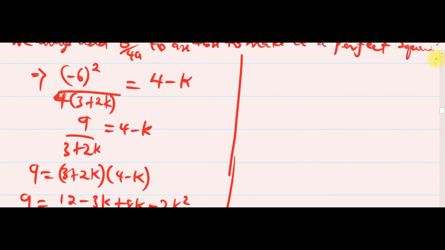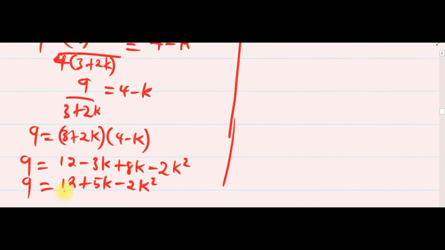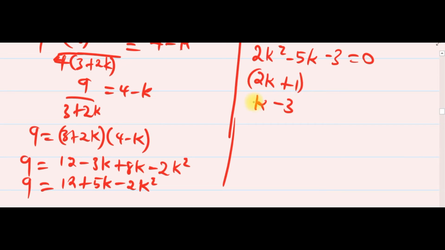So moving it to the other side, we have 2k squared minus 5k, 9 minus 12 is minus 3, equal to 0. So we solve as a quadratic equation: 2k plus 1 times k minus 3. So that's the factored form, because minus 6k plus k is minus 5k. So equal to 0, which implies that k is minus 1 over 2 and 3.